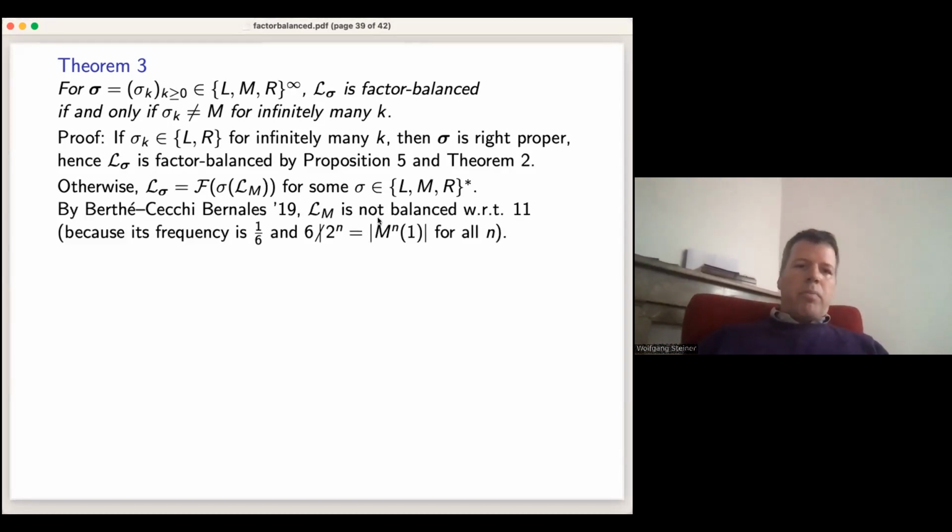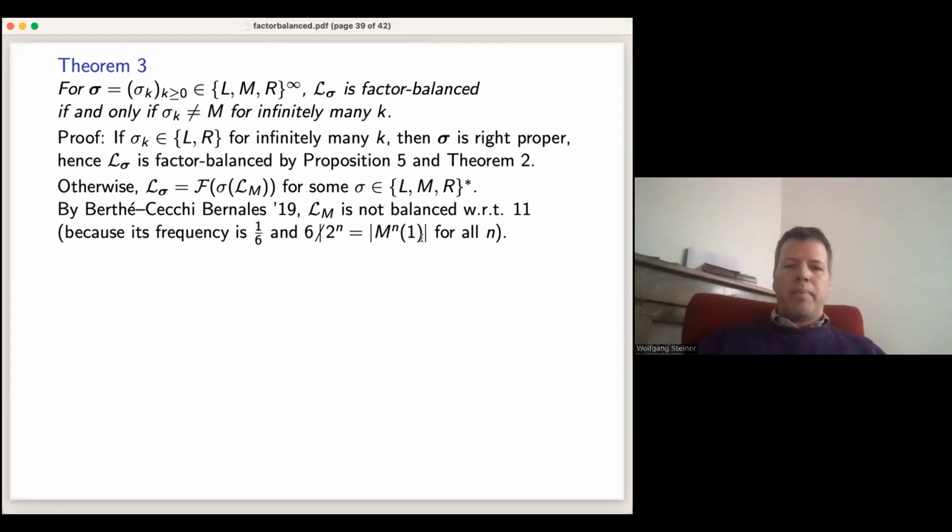So Berthé and Jakeman showed that L_M is not balanced with respect to factors of length 2. For example, for the factor 1, 1, this is because it has frequency 1/6, and 6 doesn't divide the length of M^n(1) for all n.